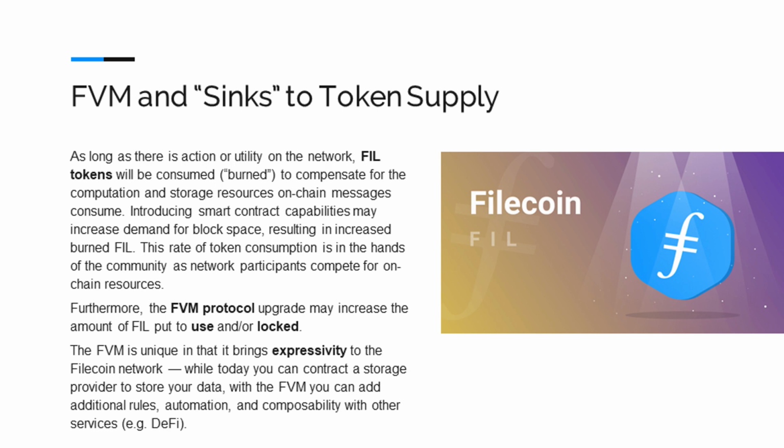Furthermore, the FVM protocol upgrade may increase the amount of FIL put to use or locked. Currently, the majority of FIL locked on the network comes from storage provider collateral. FVM introduces the possibility of substantial funds locked to support various smart contract applications. Decentralized finance protocols are just a subset of applications that may leverage Filecoin's proof of useful work chain, not only increasing token burn but also generating new use cases for locking or staking FIL.